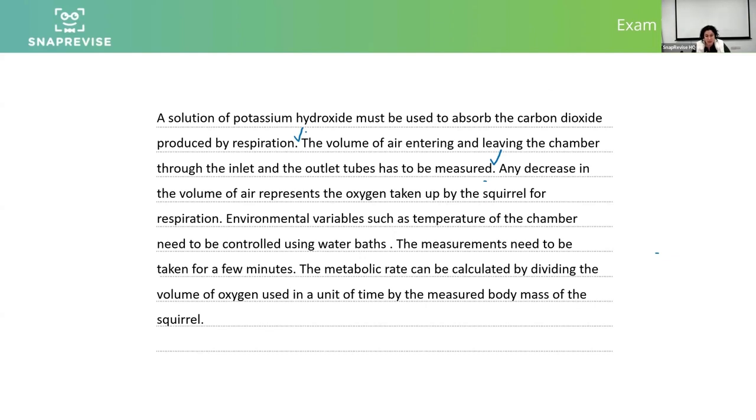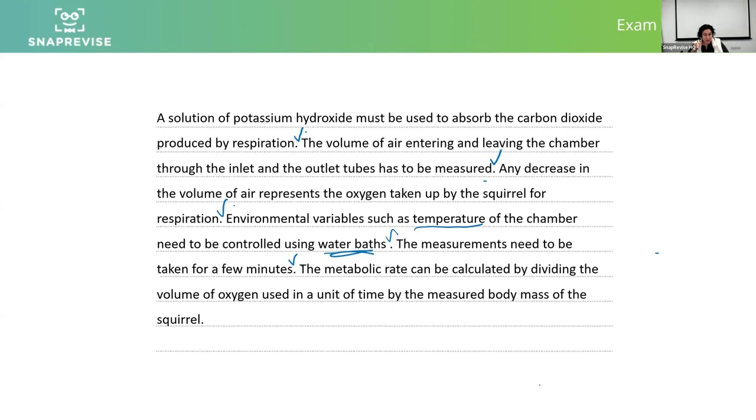Any decrease in the volume of air represents the oxygen taken up by the squirrel for respiration. So this is how I will measure how much air the live animal uses for respiration. Environmental variables, such as temperature, need to be controlled using water baths. So this is what I'm going to control, and this is how I'm going to control it. The measurements need to be taken for a few minutes. This is also something that a lot of students miss: a specified amount of time for which you are running your experiment.